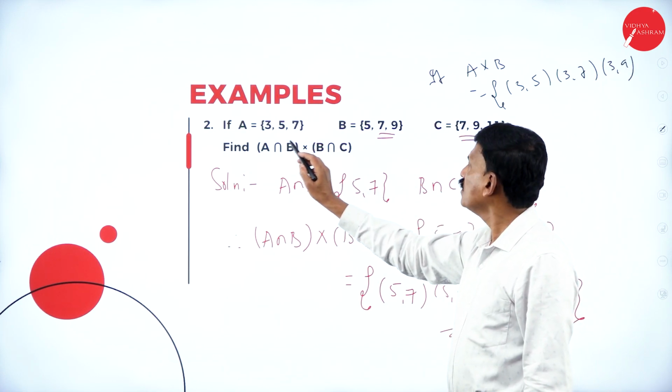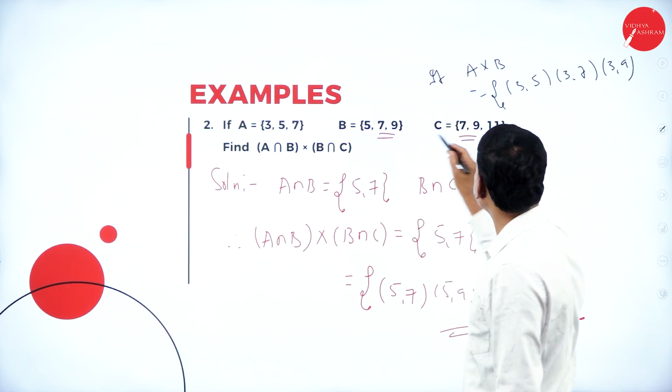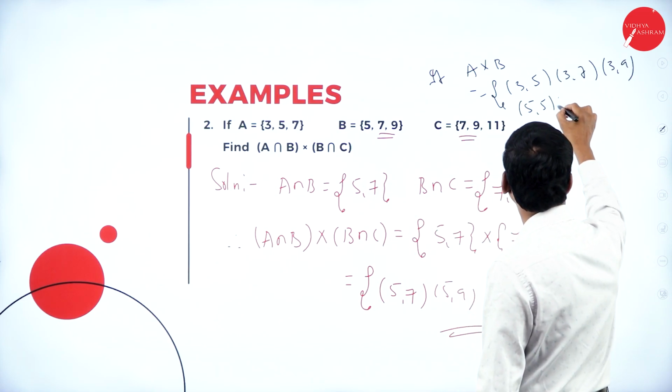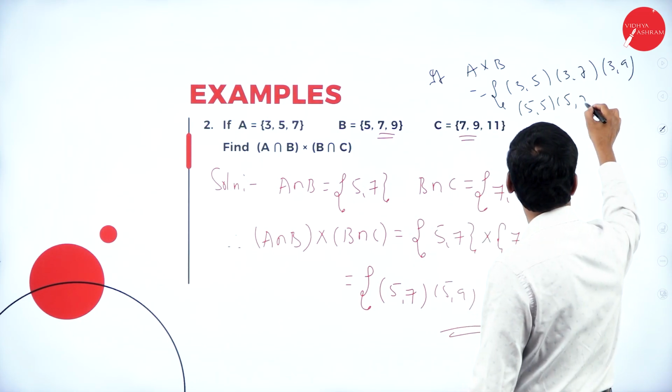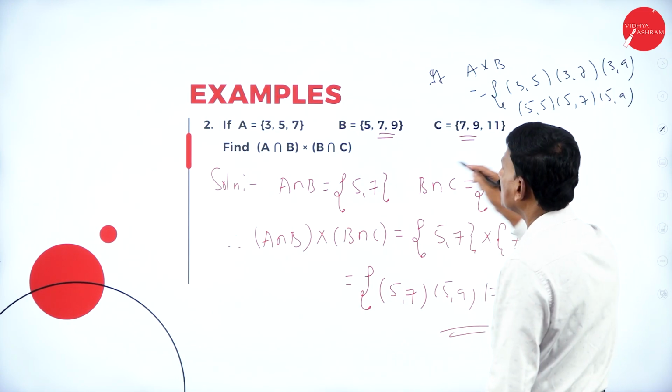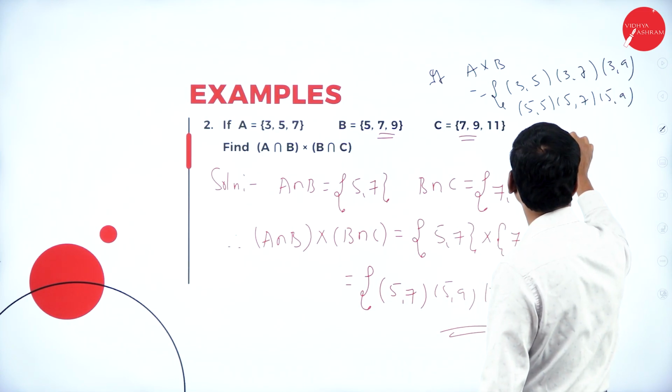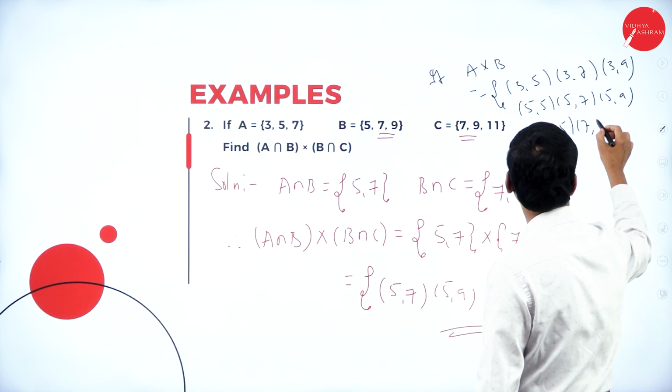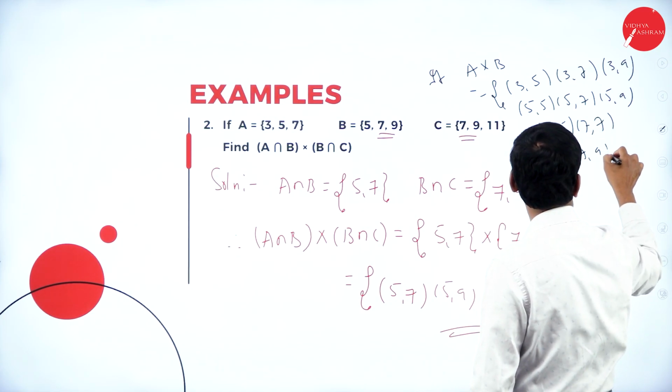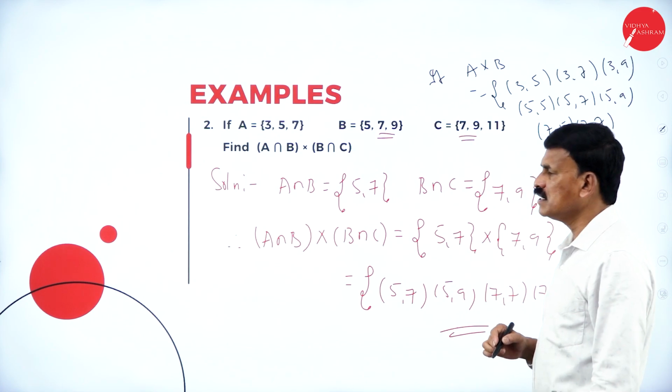Similarly, let us take (5, 5), (5, 7), (5, 9), then (5, 5), (5, 7) and (5, 9). Next take (7, 7), (7, 5), then (7, 7) and (7, 9). This is how we are going to find A cross B.